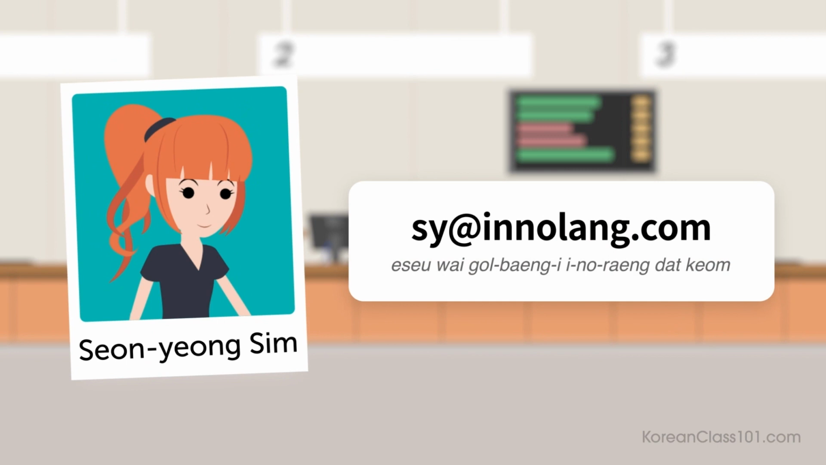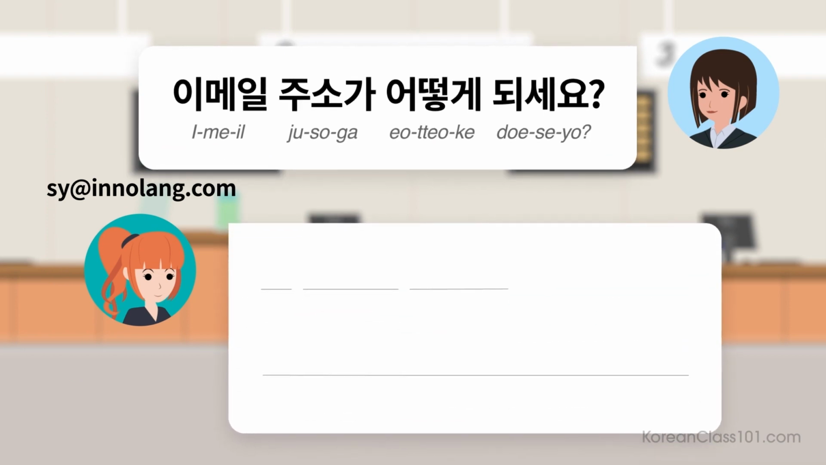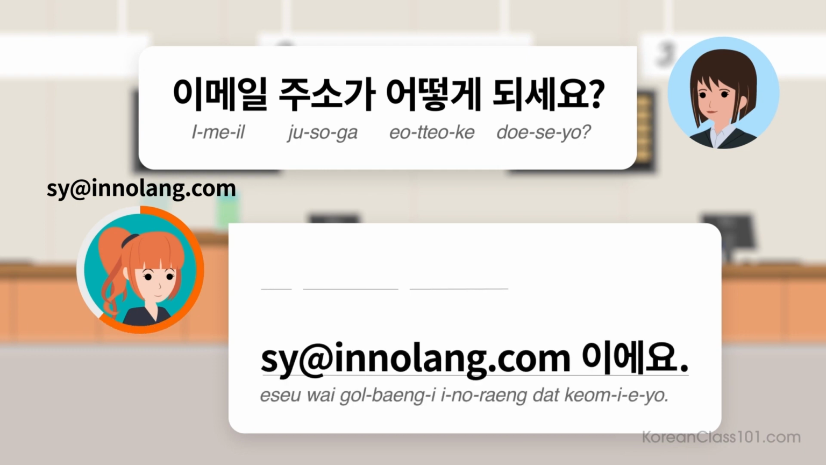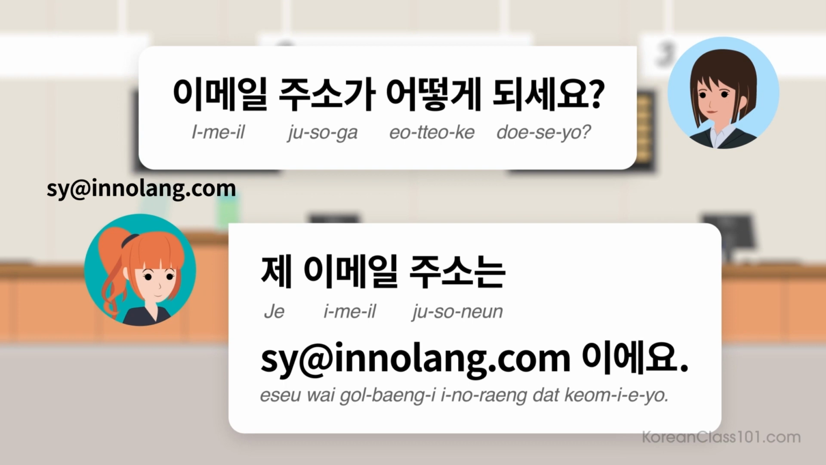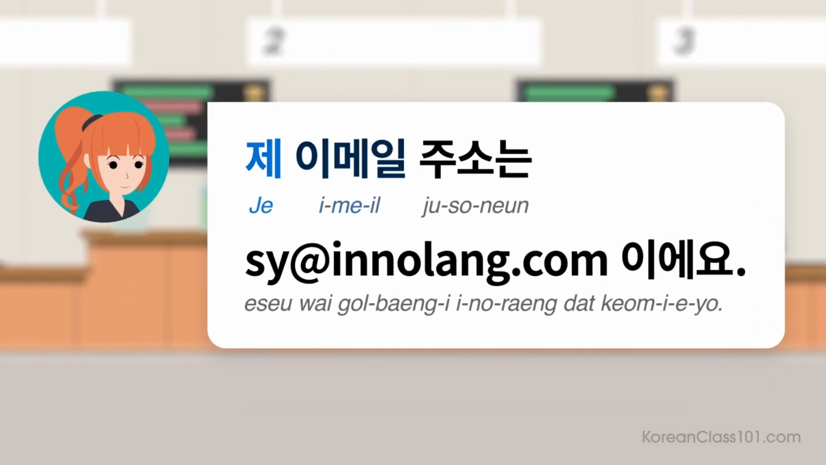Let's try another. Imagine you're Sungyoung Shim, and your email address is sy@inolang.com. Ready? 이메일 주소가 어떻게 되세요? 제 이메일 주소는 sy@inolang.com이에요. Listen again and repeat. 제 이메일 주소는 sy@inolang.com이에요.